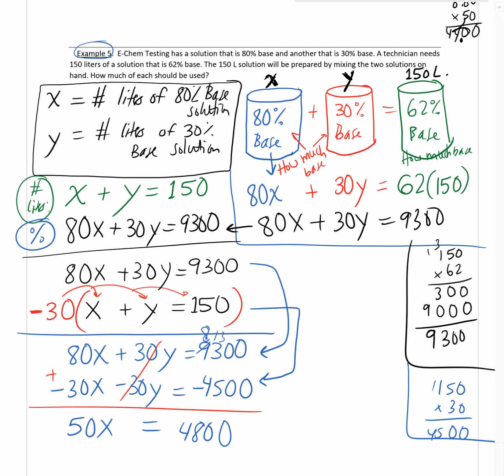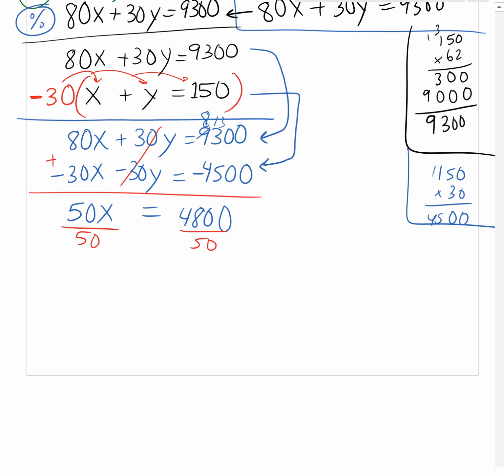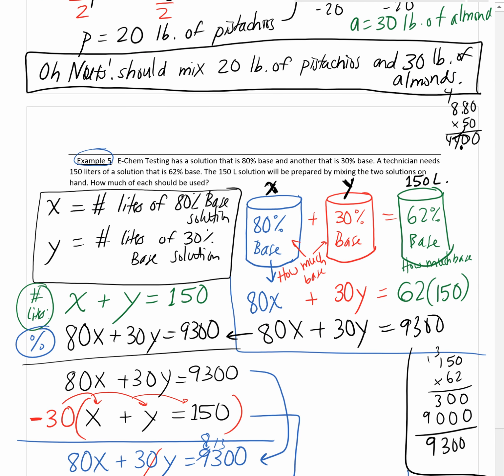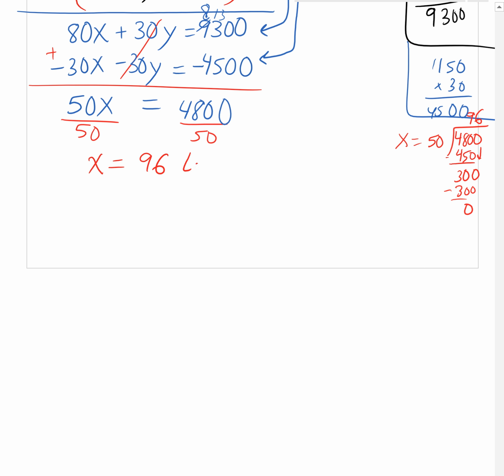Okay. And we can solve for x by dividing both sides by 50. Then we'll have x all by himself. I'm going to have to divide that off to the side. 50 into 4800. 50 cannot go into 48, but it can go into 489 times with 30 left over. If I bring down a 0, 50 goes into 300 6 times. Alright, so 96, that must be x. And above, what did we let x equal? X was the number of liters of 80% base solution. Okay, good. So we got 96 liters of the 80% base solution.